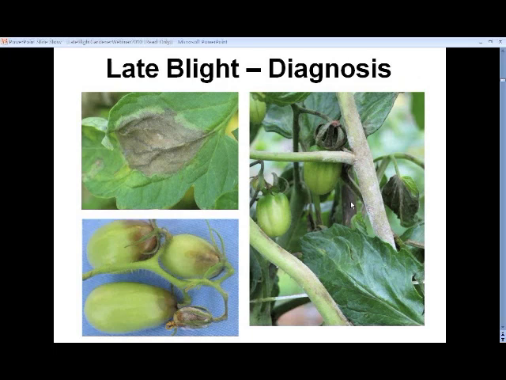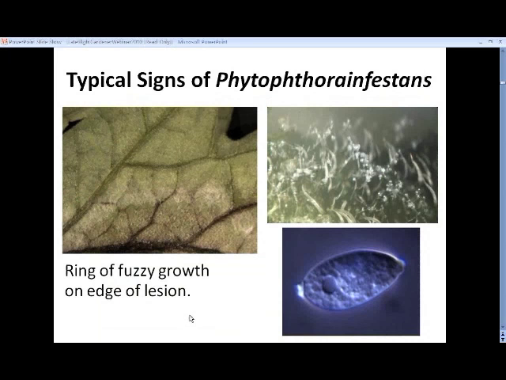On the stems, you can have dark tissue, as with the stem in the background. Sometimes you'll get the pathogen actually growing right on the stem, which is the white that you're seeing here. And it can also hit fruit, a very firm, dark symptom on the fruit. And sometimes on the fruit, the pathogen will also sporulate. Those are the spores of the pathogen.